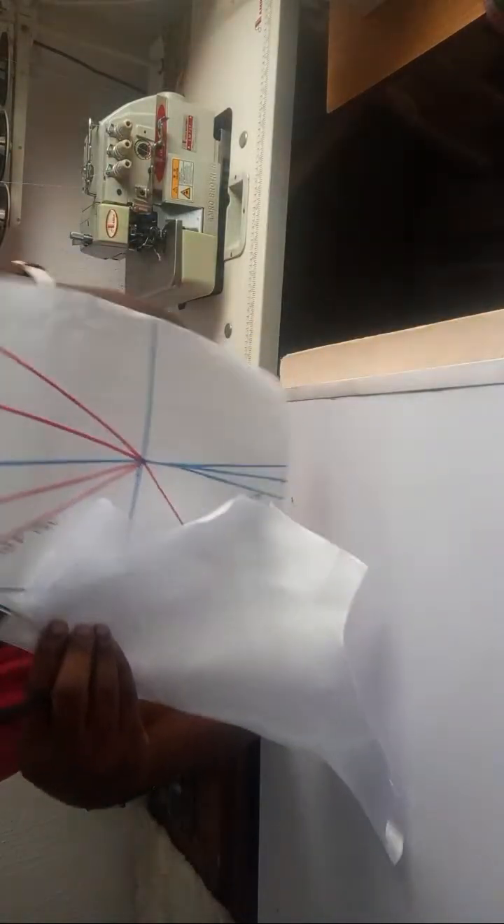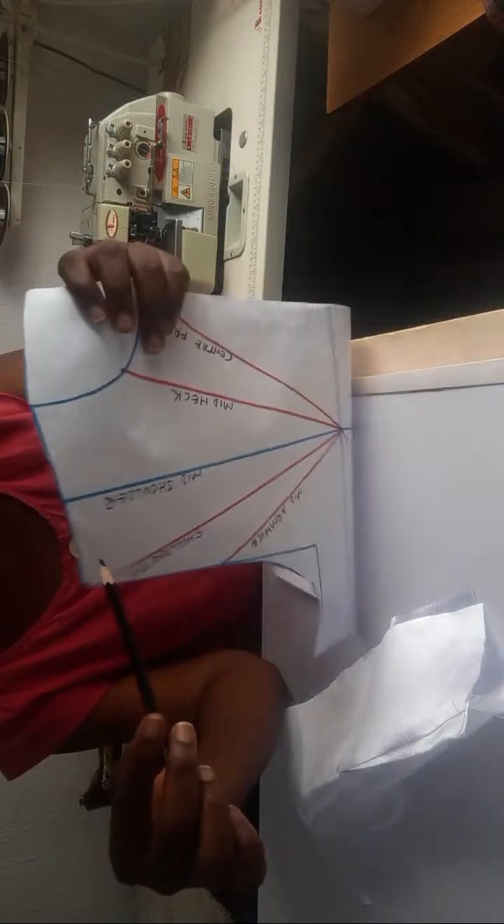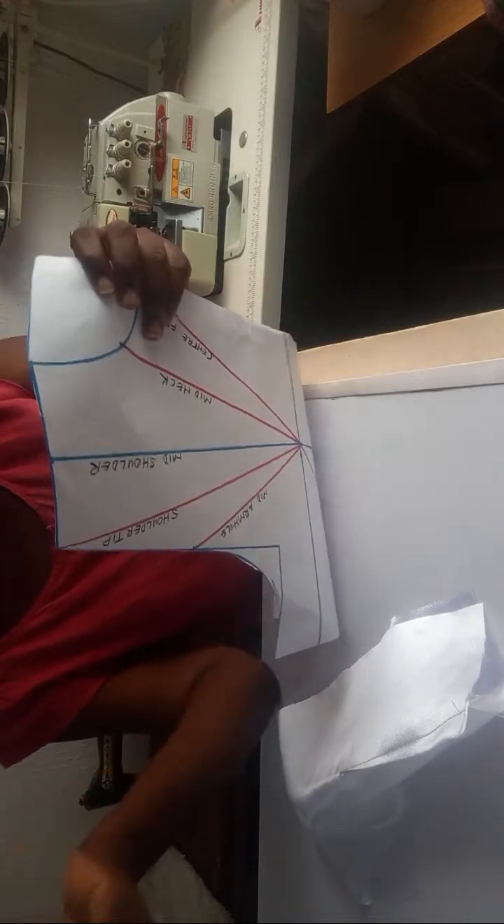For you to create your dart at any point on this, you notch it on your material. You can see at any point on this. If it is this, you notch that point and you measure whatever you want to use. If you are making use of 1 inch, you measure that 1 inch.